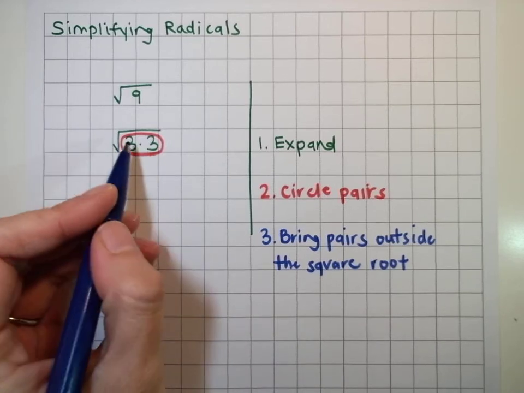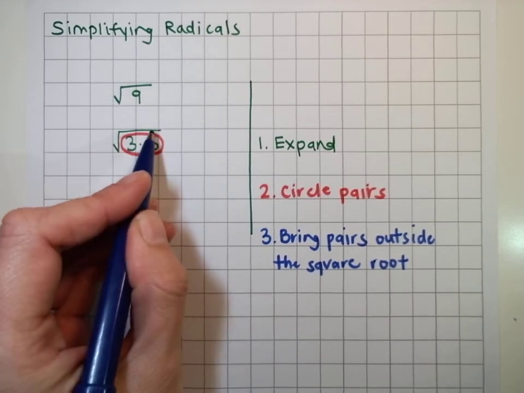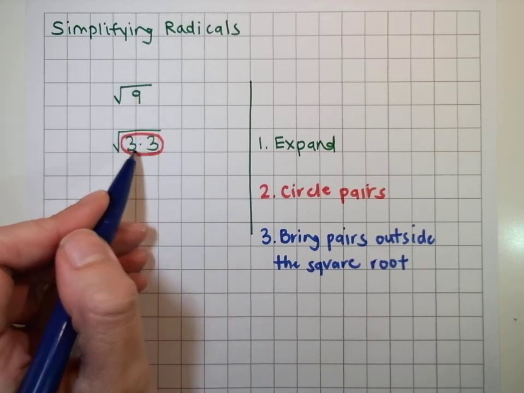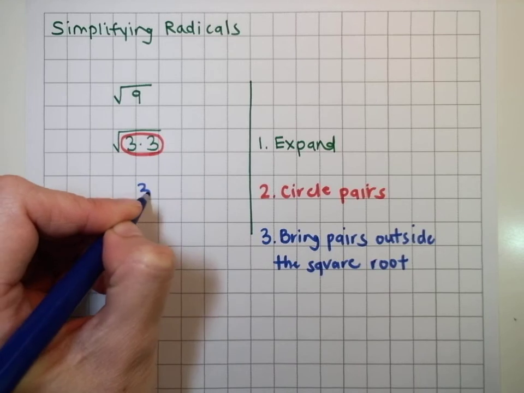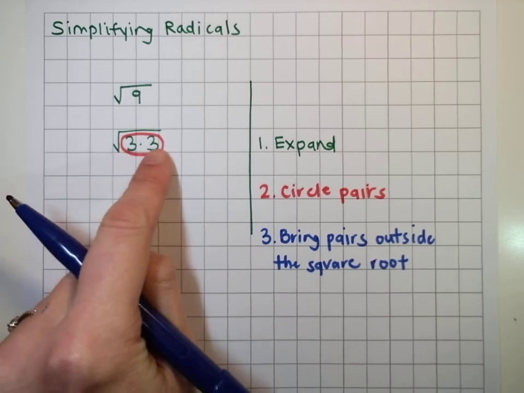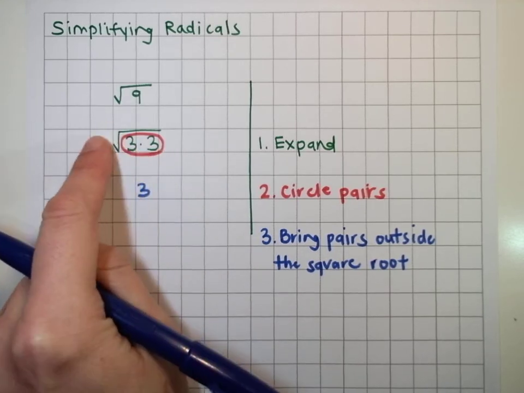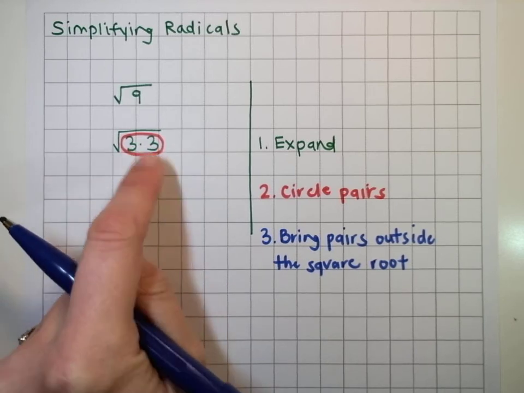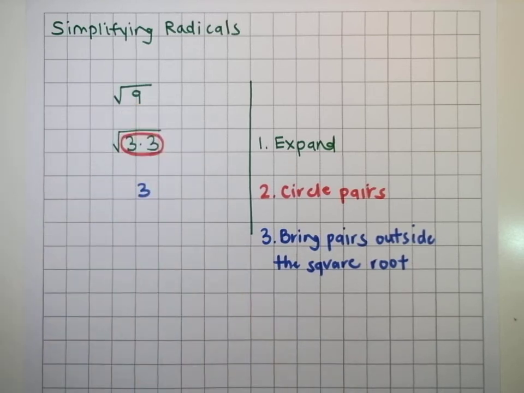So in this case, we had 1 pair. And remember, the square root, you're asking what number times itself gives you 9. And so that is why we bring the 3 outside. Remember, when you write it out, you're bringing it out of the square root. So it's only 1 that comes out because 3 times itself is what gives you 9.